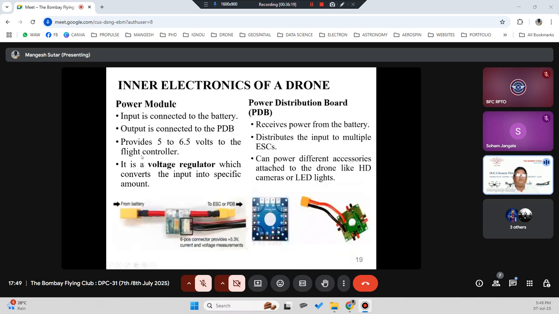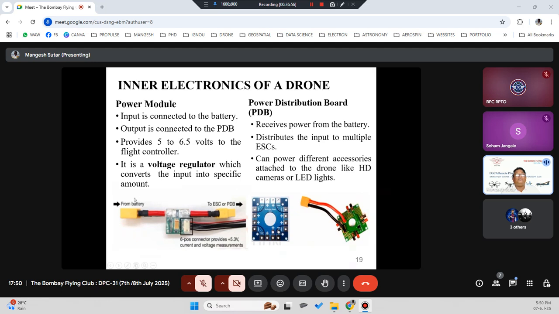Then we have a power module. So if you see, there is a battery connector, right? From the battery side, only 2 wires, positive and negative, are coming. But when you are powering the ESC or powering the motor, you need to give a very stable or regulated power. Okay, so the input is connected to the battery, and the output is connected to the power distribution. Now, the power distribution board is just a board, where you can solder 4 ESCs, 4 motors, and other components. It is just a PCB on which all these components are soldered.